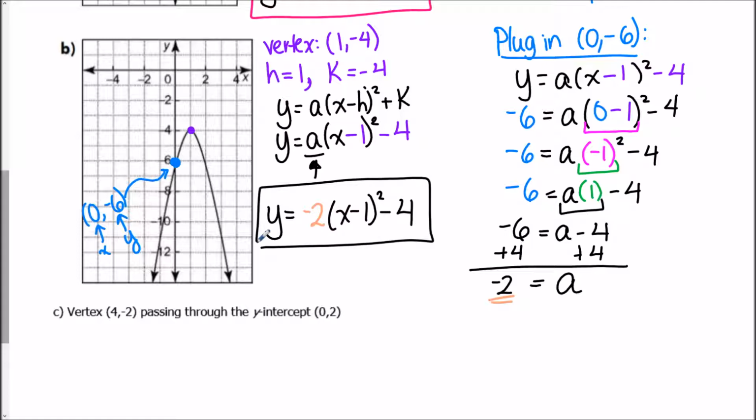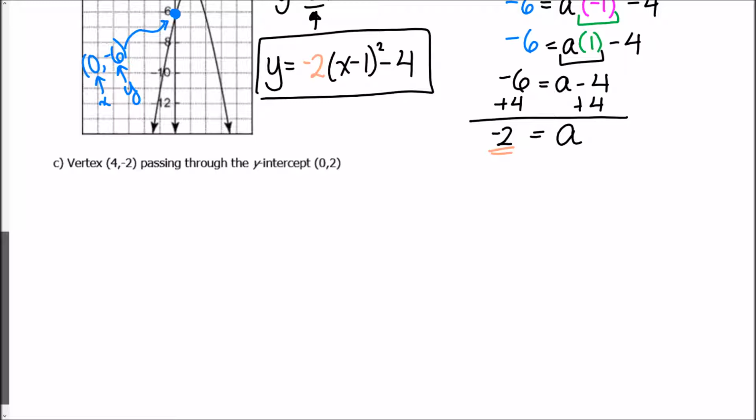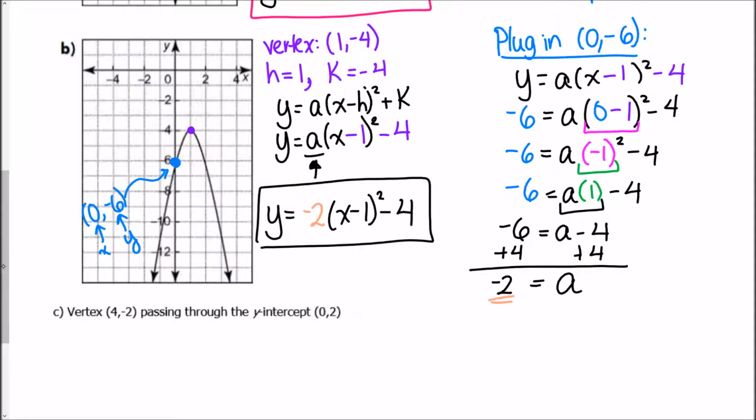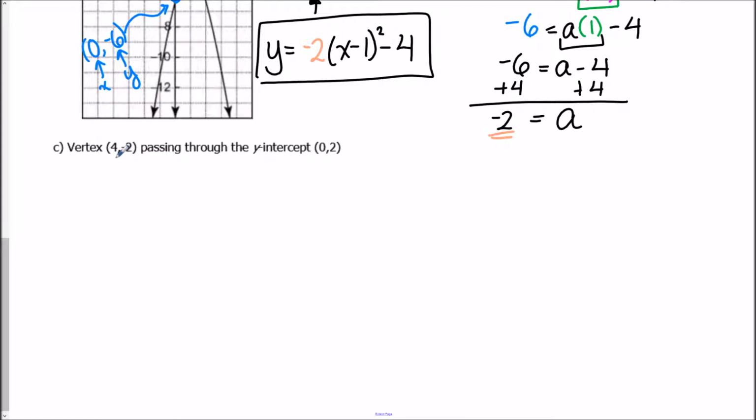And that's my answer. Okay, so let's take a look at our last question right here. This time we don't have a graph, but we do have our information that we need. So we know our vertex is 4, negative 2. So we know that h is 4, and we know that k equals negative 2.